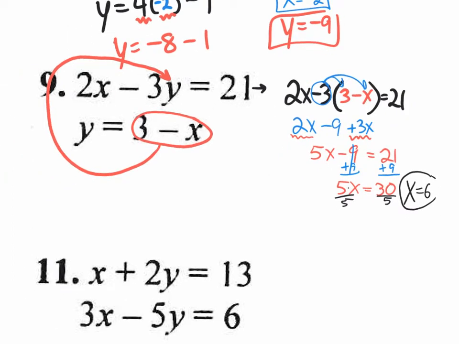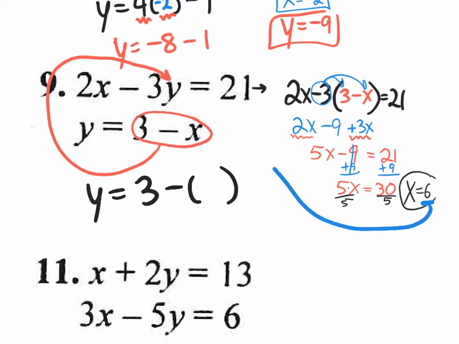So the bottom equation is probably best. The bottom equation reads y equals 3 minus x, but of course I'm plugging in this 6 in place of x. So we really have y equals 3 minus 6. 3 minus 6 is negative 3. So y really does equal negative 3.